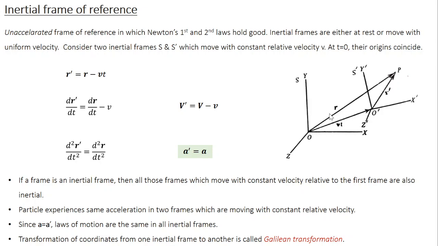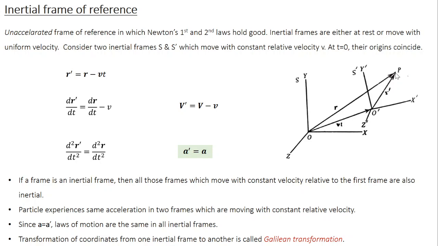Let's consider two inertial frames, S and S prime. So S has coordinates x, y, z and S prime has coordinates x prime, y prime and z prime. Let's assume that S prime moves with uniform velocity v with respect to S. So at time t equal to 0, their origins coincide. So after a time t, these two origins O and O prime are separated by a distance vt. Velocity is distance by time, so velocity into time gives you the separation distance.